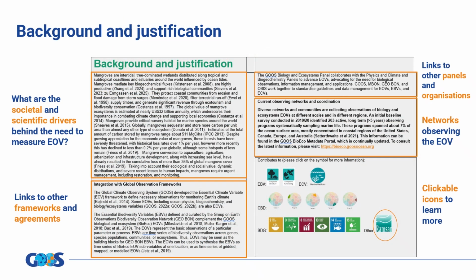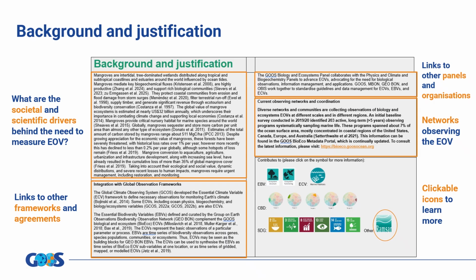The first part of the specification sheet provides background and justification. It contains high-level information that is particularly relevant for funders and decision makers. More precisely, this part defines the societal and scientific drivers behind the need to measure each EOV and explains how observations of the EOV help inform international frameworks such as the Sustainable Development Goals or multilateral agreements like the Global Biodiversity Framework for the Convention on Biological Diversity.